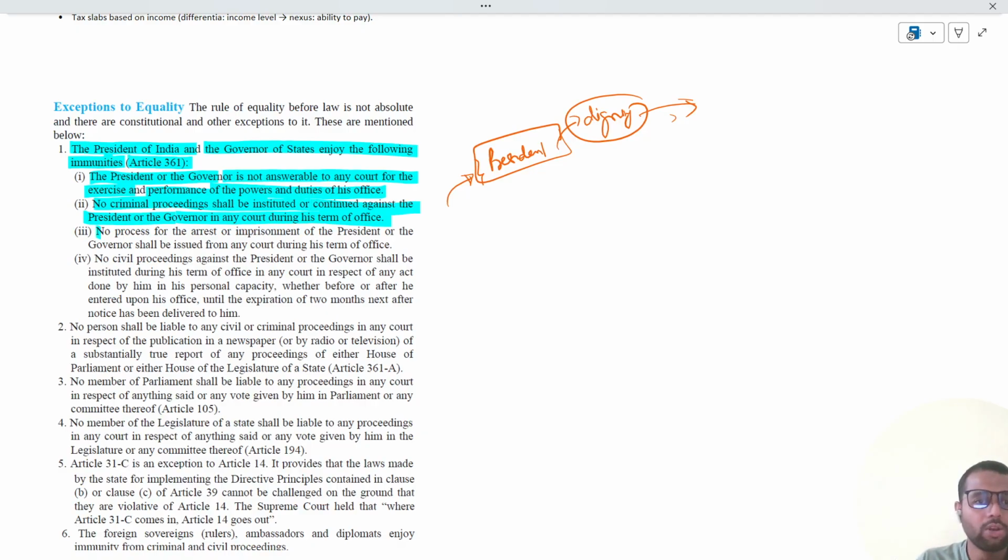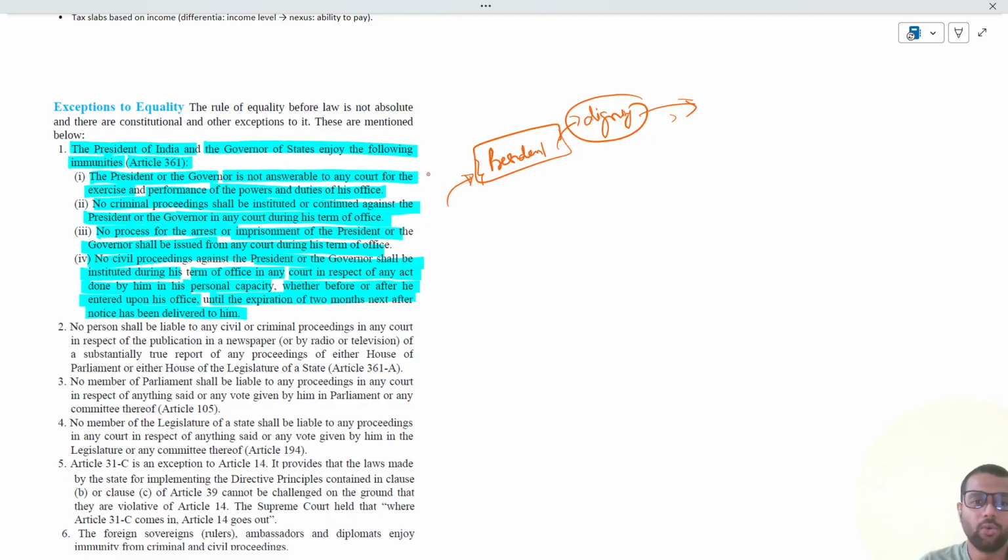Point number three, no process for the arrest or imprisonment of the President or the Governor shall be issued from any court during his term of office. You cannot arrest him while he is serving as the President or the Governor. Point number four, no civil proceeding against the President or the Governor shall be instituted during his term of office in any court in respect of any act done by him, even in his personal capacity, whether before or after he entered upon his office, until the expiry of two months next after the notice has been delivered to him.